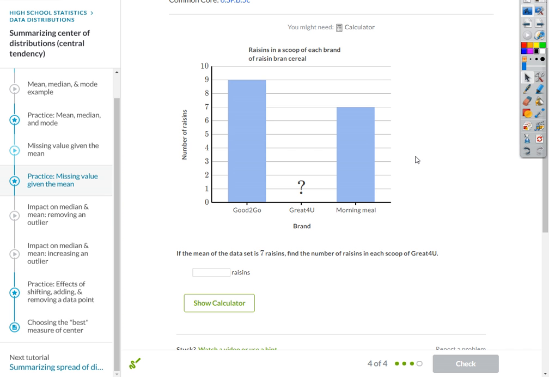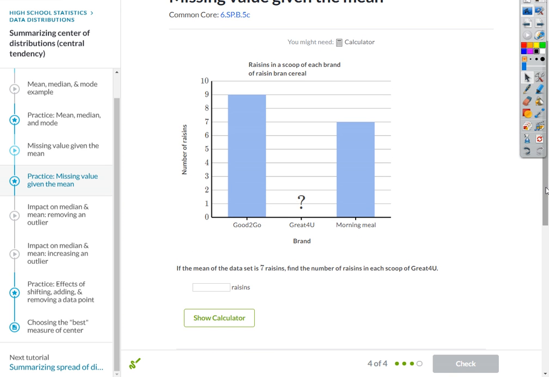So here's one that looks a little different. Raisins on a scoop of each brand of Raisin Bran cereal. So if the mean of the data set is 7 raisins, find the number of raisins in each scoop of Great For You, which is the missing number here. All right, so we know that Good To Go has a total of 9. Morning Meal has a total of 7. And so the average is 7.